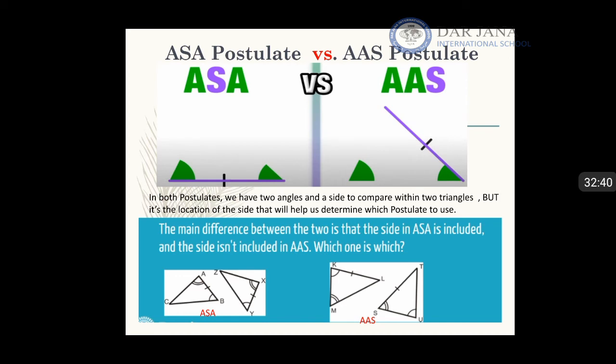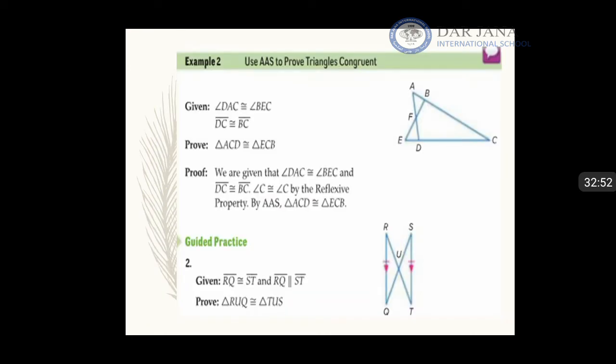So triangle KML is congruent to UST using the angle, side postulate, since the side is not included within the two angles we have. So let's move now to example number 2, which is the guided practice. Here we're going to use the angle, side to prove triangles congruent. This postulate is used to prove two triangles are congruent.